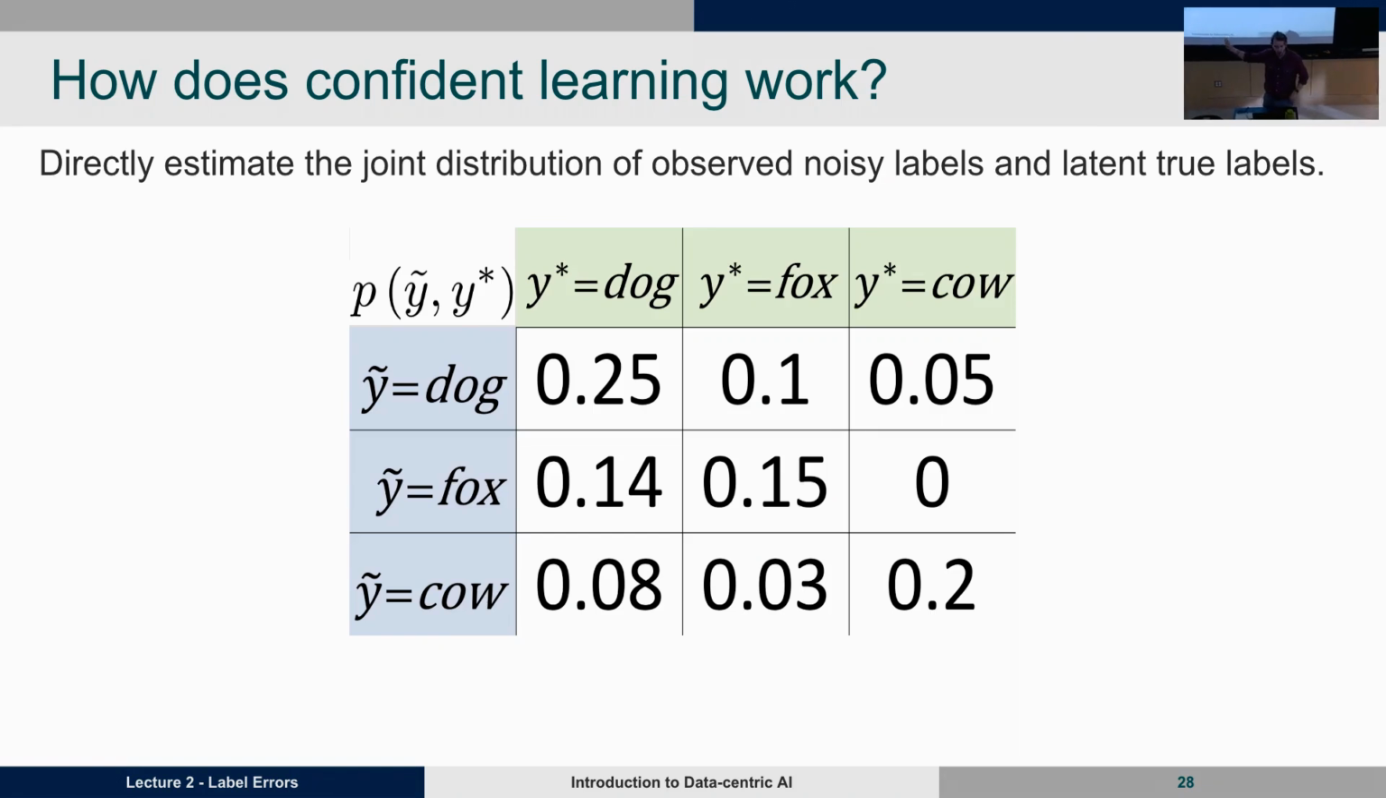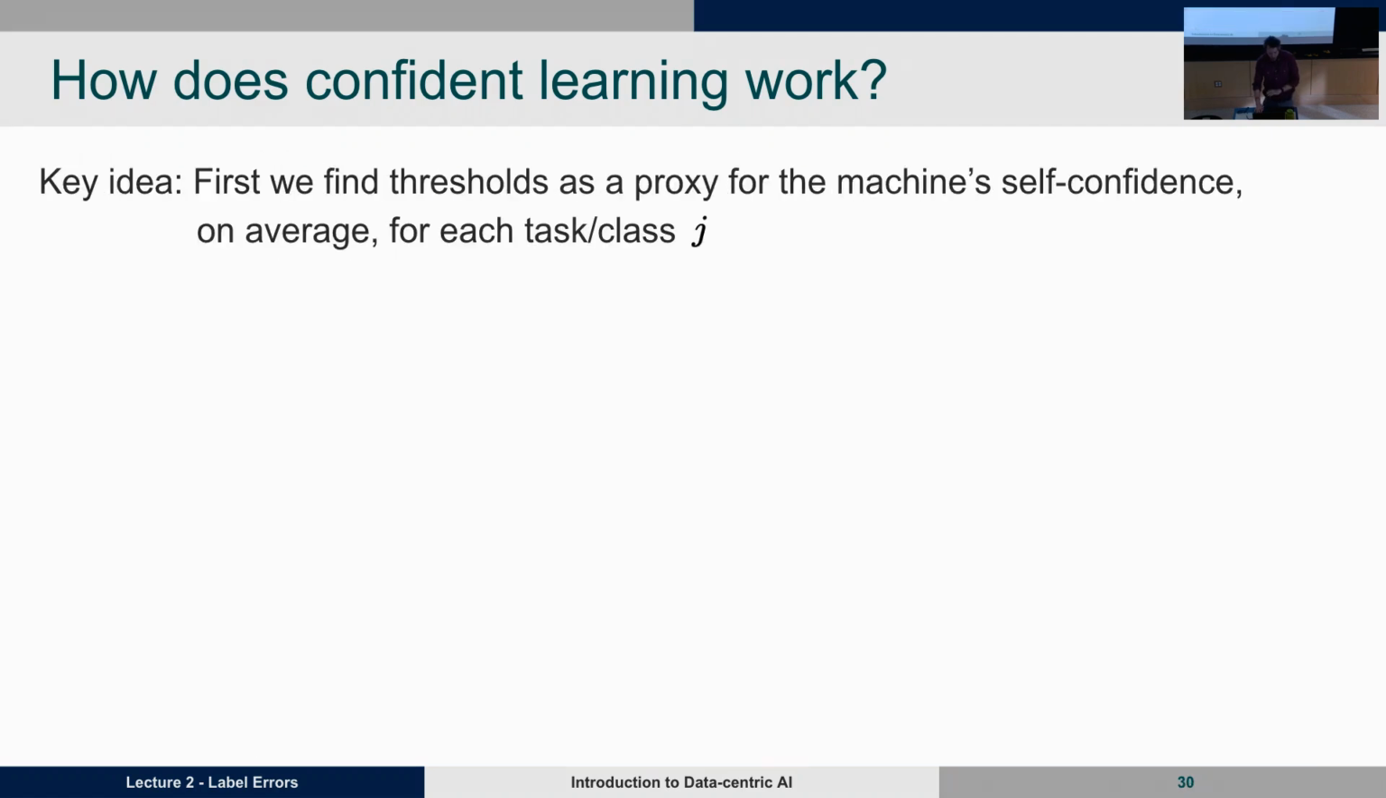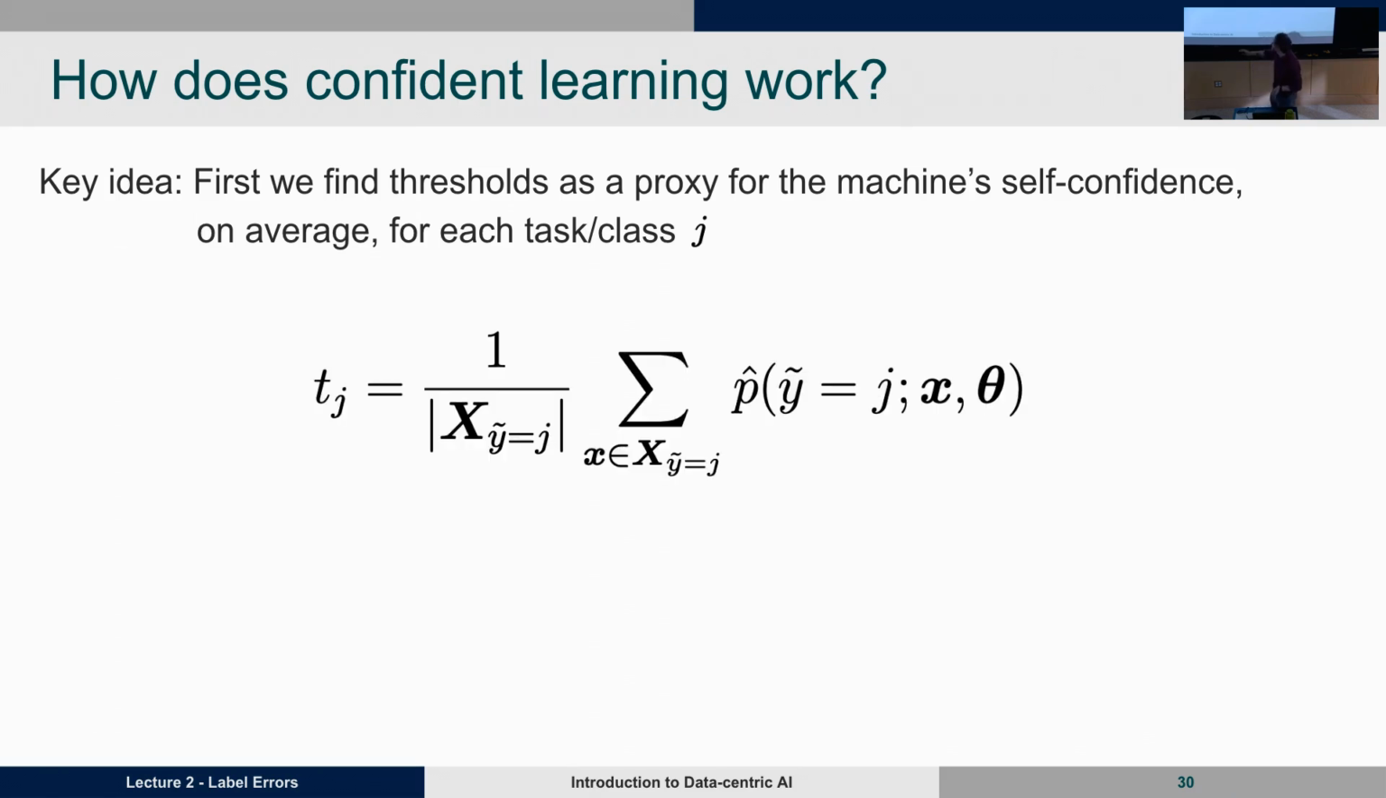We're going to do it generally for multi-class and for any type of data as long as you can fit a machine learning model on it. All right, so that's our goal. That's what we've got to achieve. Okay, so here's the algorithm. First, we're going to find thresholds as a sort of concept of how confident the machine is in each class. And what that looks like is this equation.